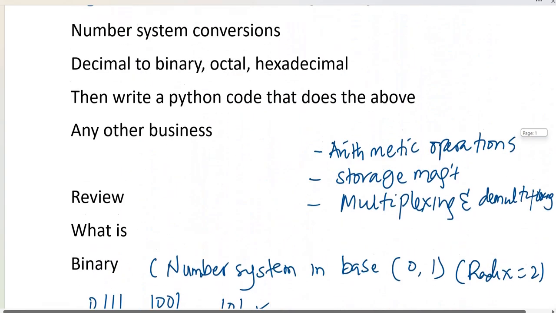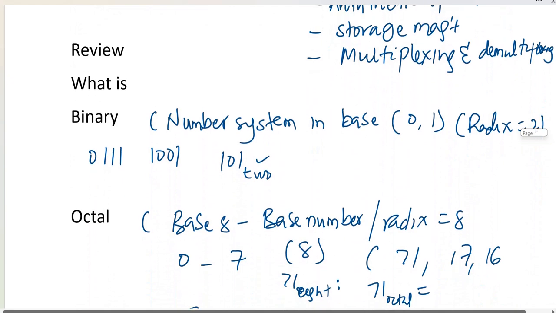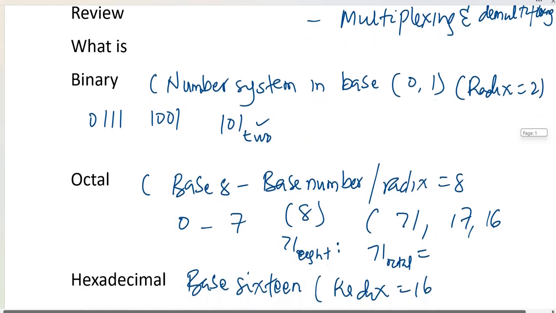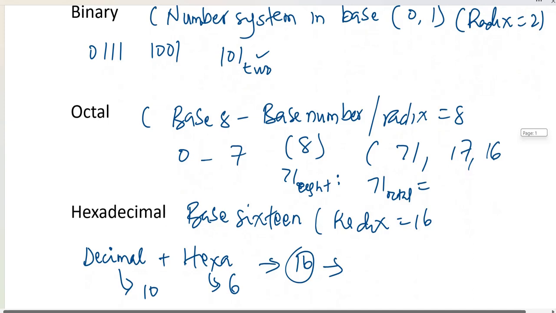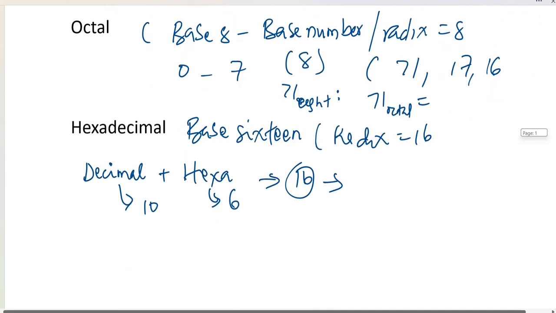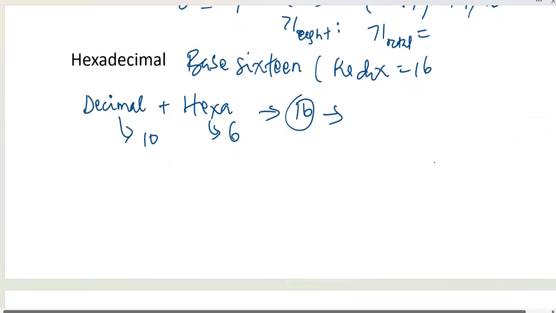So the only basic information you need to know is that in binary we are talking about zeros and ones. In octal we are talking about base 8, and in hexadecimal we are talking about base 16. And base 16 also starts from 0 and we shall move up to 9, because we have said it is a combination of decimal and 6. And in decimal we don't have any number greater than 9.